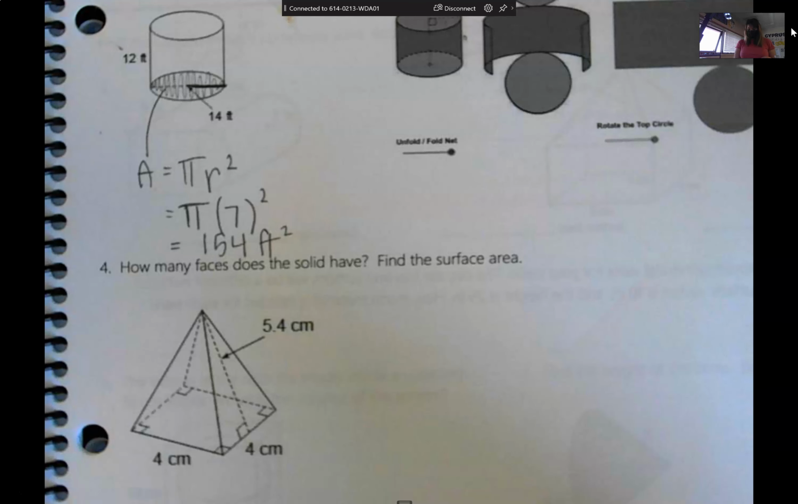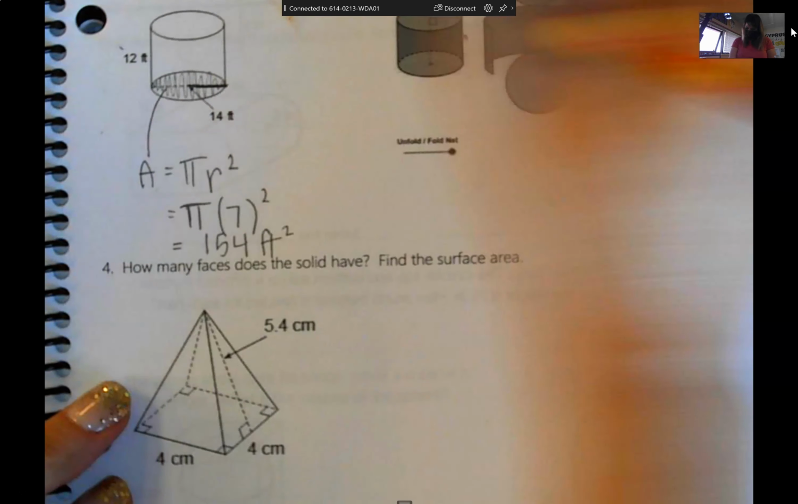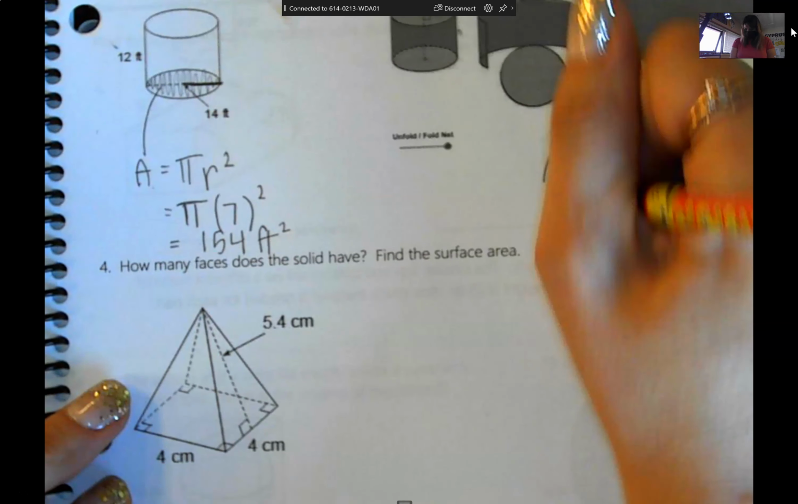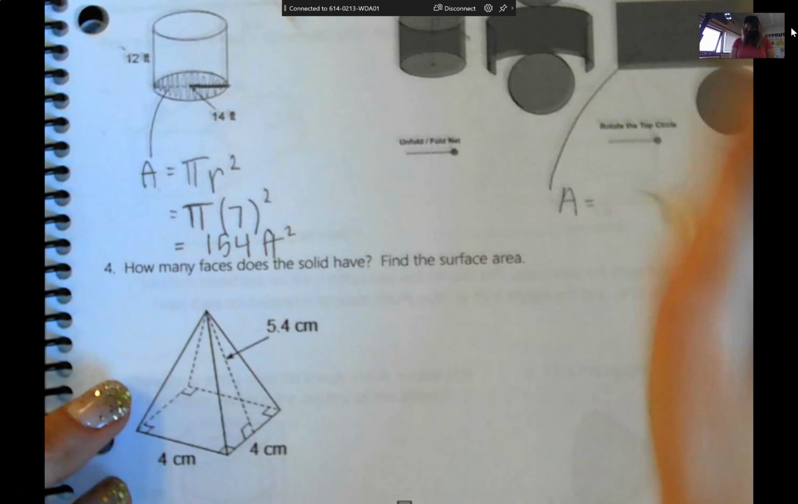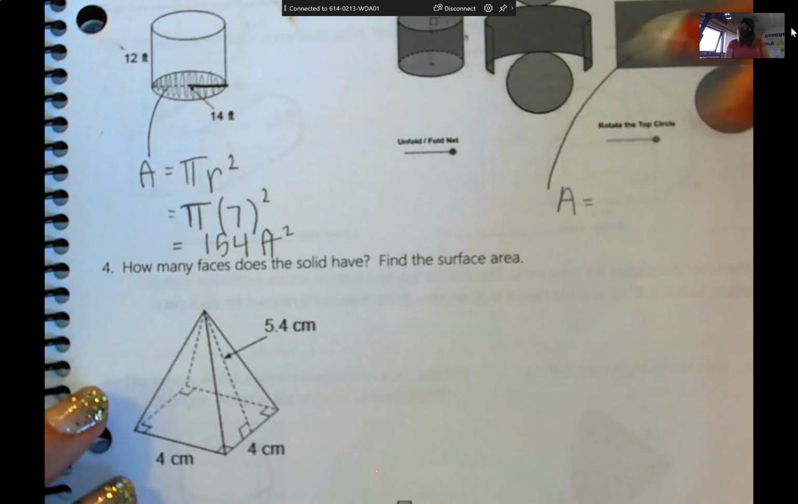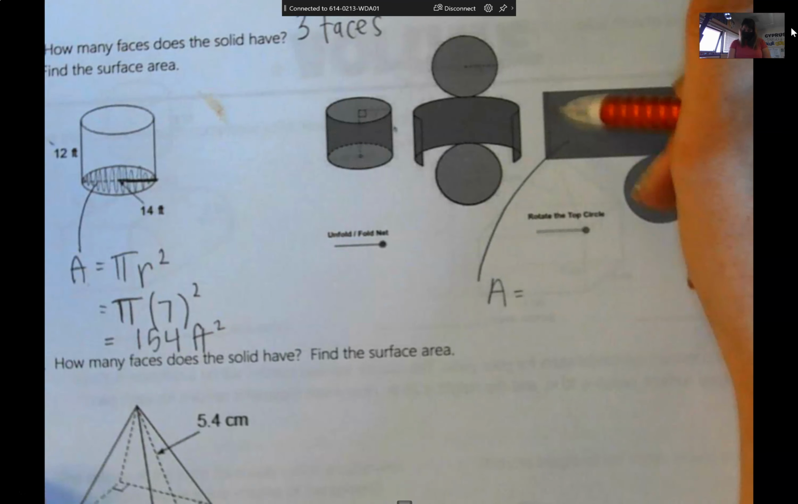Yeah? Okay, now we have to find the area of the rectangle. Oh no. Okay, so area of the rectangle. Well, what's the length? I mean, what's this one? This one's easy to know. 12. This guy's 12.